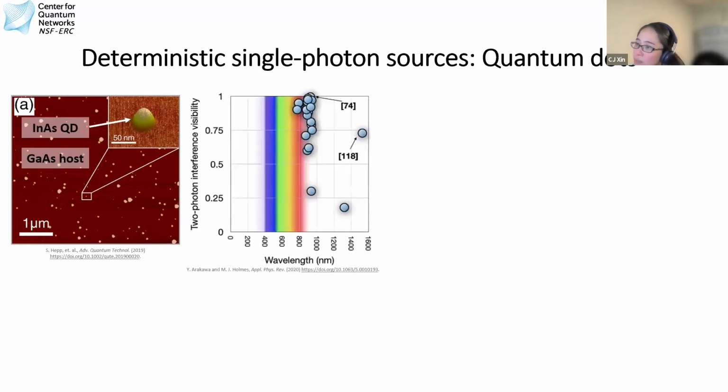Here's a summary from a nice review paper about where the wavelengths of various demonstrations of quantum dots occur, and also the interference visibility.